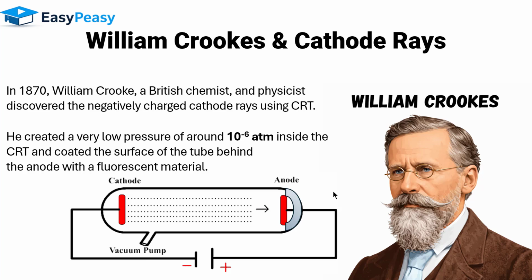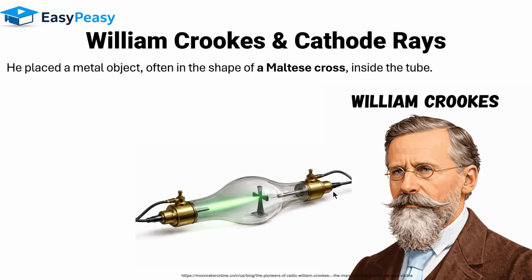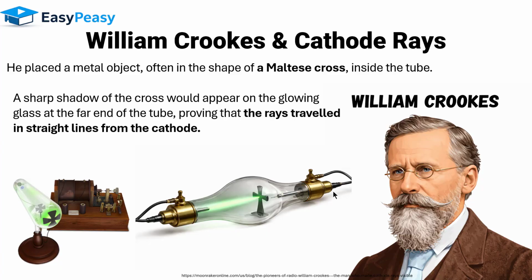Now this time, the gas is not glowing. It is specifically moving from the cathode towards the anode in the form of a beam. Now what he did is he placed a metal object, the Maltese cross, inside the tube. And what happened is a sharp shadow of the cross appeared on the glowing glass at the far end of the tube. That proves that the rays are traveling in a straight line from the cathode towards the anode.